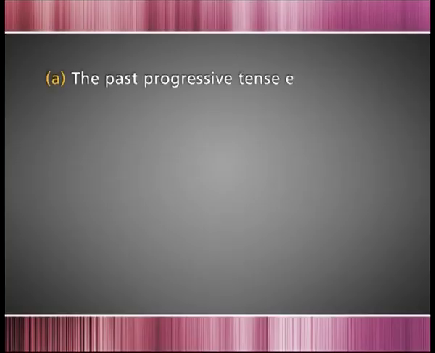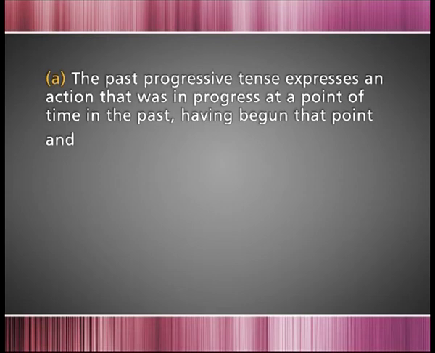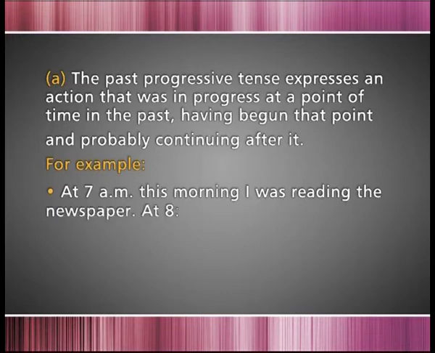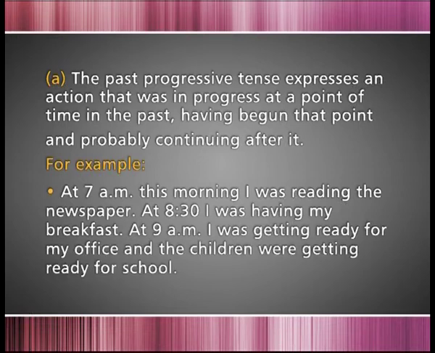Uses of past continuous or past progressive tense. A. The past progressive tense expresses an action that was in progress at a point of time in the past, having begun before that point and probably continuing after it. For example, at 7 a.m. this morning, I was reading the newspaper. At 8:30, I was having my breakfast. At 9 a.m., I was getting ready for my office and the children were getting ready for school.